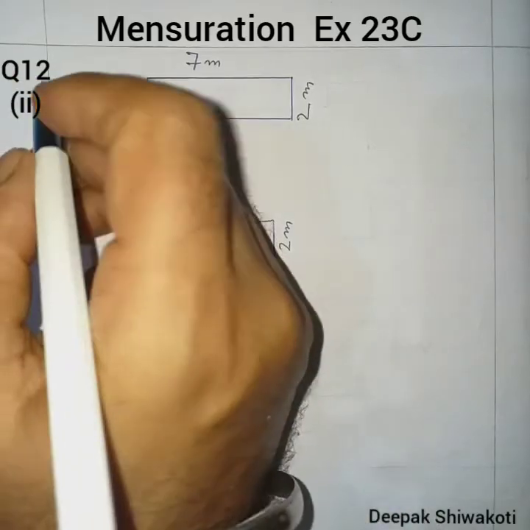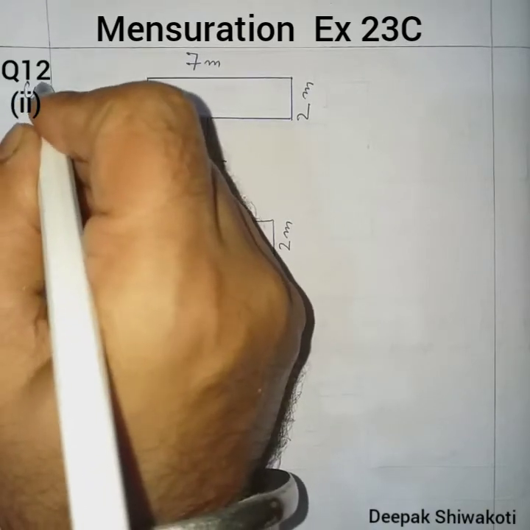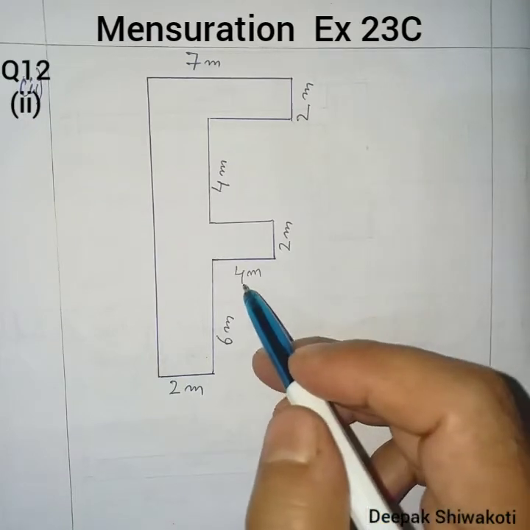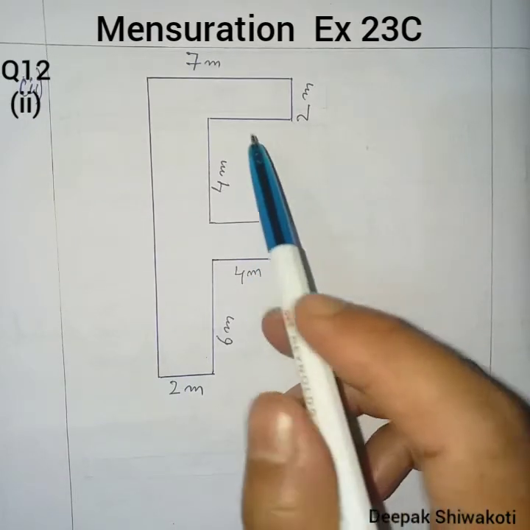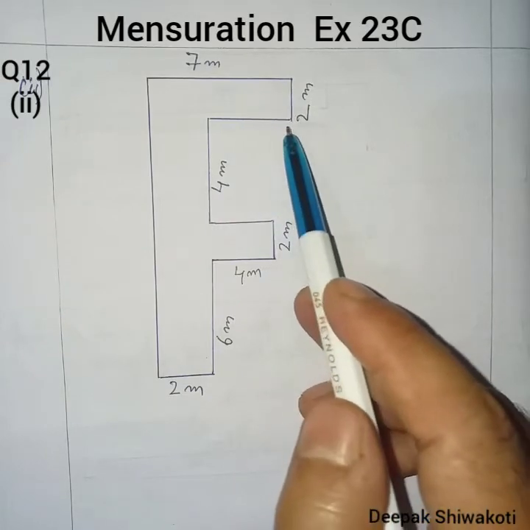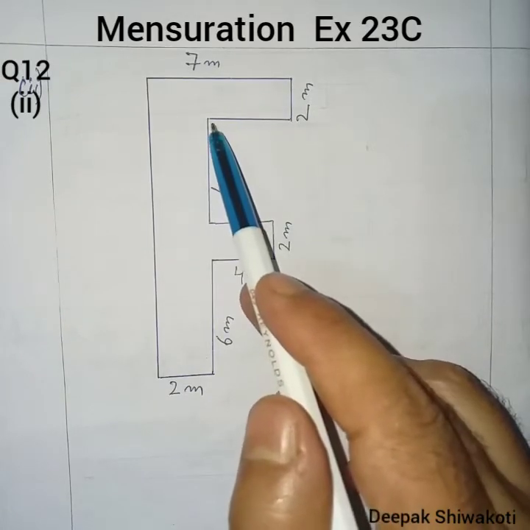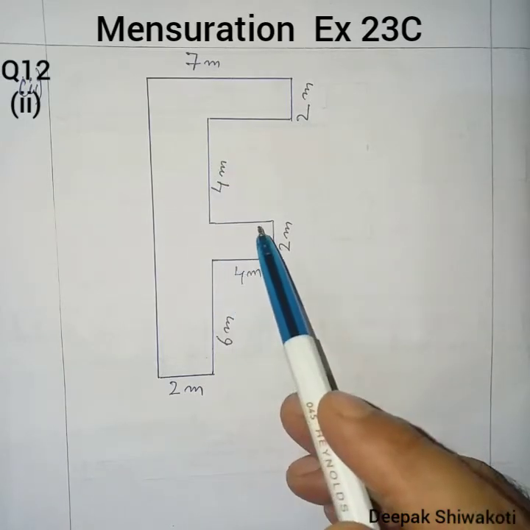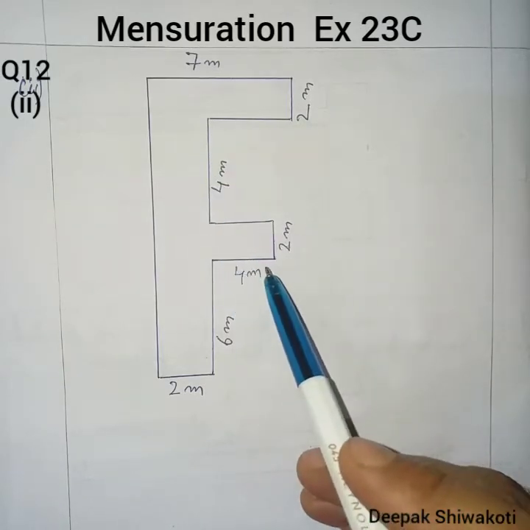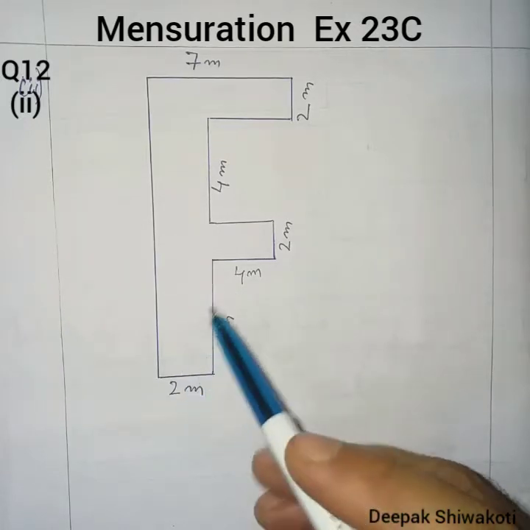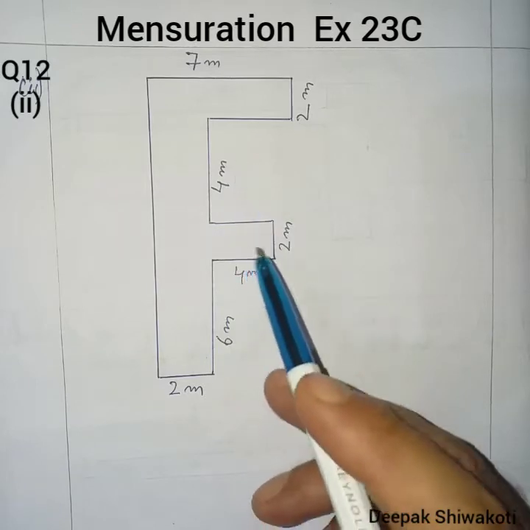Now, question number two. This is the given figure. Here the lengths are 7 meter and 2 meter, and this one is missing, you have to find it. And here 4 meter is given, and this is missing. This is 2 meter, this is 4 meter, this is 6, and this is 2 meter. So we have to find the perimeter of this figure.